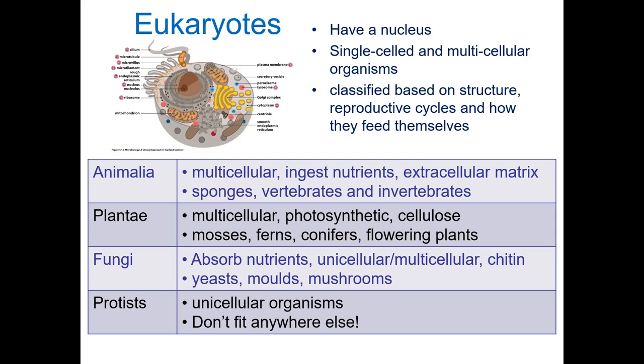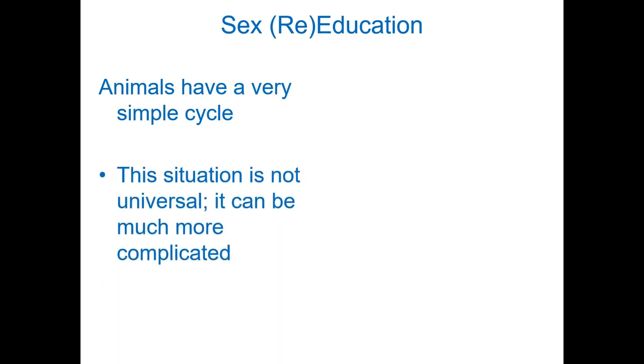And then protists are organisms that don't fit into those three kingdoms. It's kind of a grab-all for everything that doesn't fit into the fungi, plantae, or animalia. We can also define these three groups based on how they reproduce, based on their life cycles. Animals have the simplest life cycle, and this is what you've been taught in high school, I assume. I don't imagine you talked much about the life cycles of fungi and plants. Their life cycles are kind of odd.